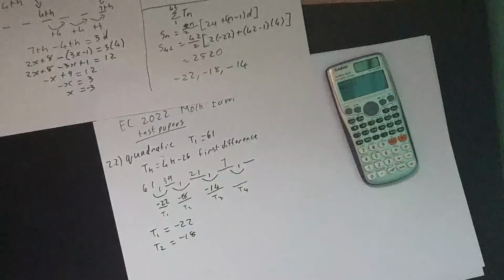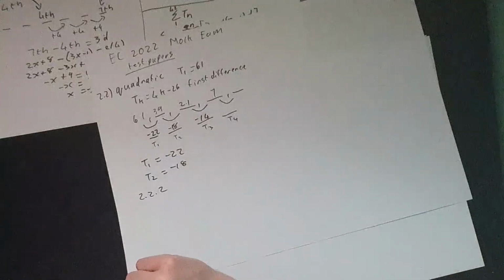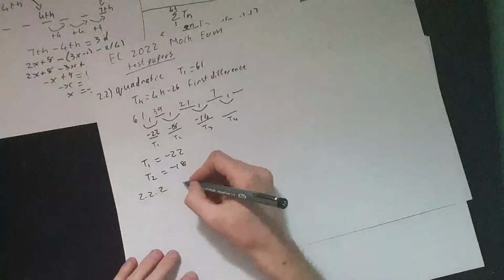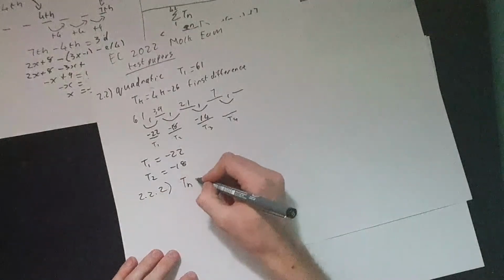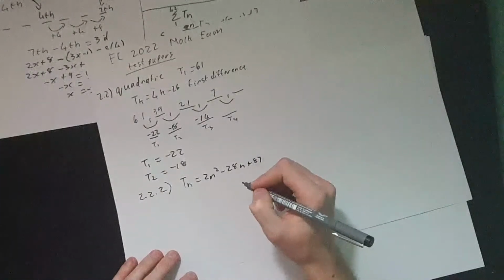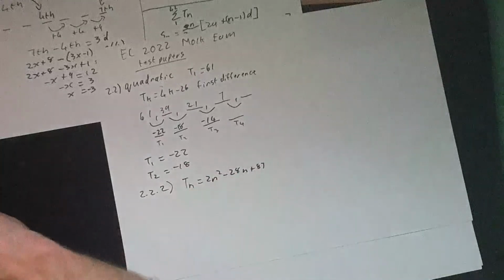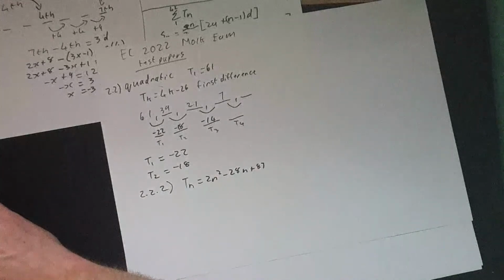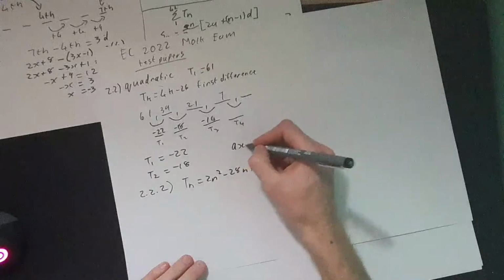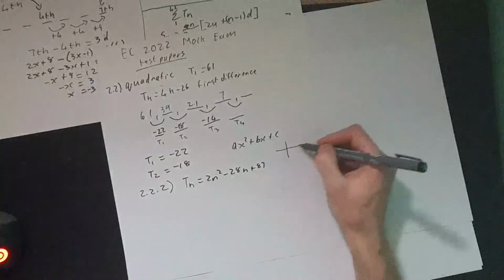So this would be 2.2.2. Question 2.2.2 asks: if the nth term of the quadratic number pattern is given by Tn equals 2n squared minus 28n plus 87, calculate the value of the smallest term. So we need to find the smallest term. Remember, it follows a quadratic number pattern, n squared, which is essentially ax squared plus bx plus c. We know that a is positive, so it's going to be a happy parabola.